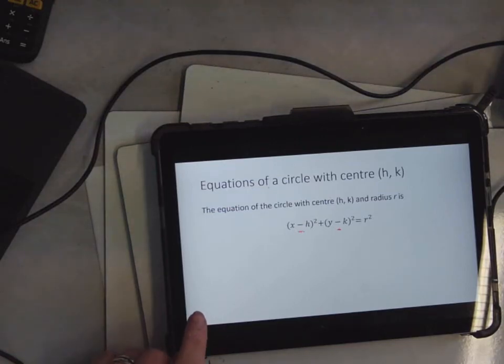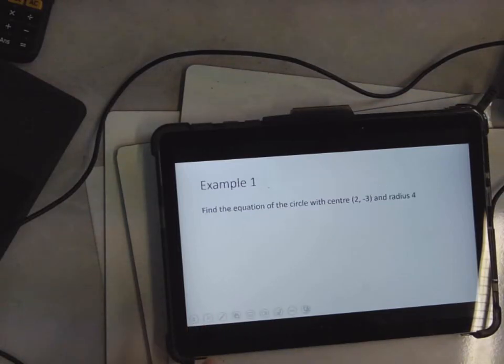Moving swiftly on? Not yet? Okay. So (h, k) is not just any random coordinate, it's the centre of the circle that they tell you in the question. So they'll either give you the centre and the radius and ask for the equation, or give you the equation and ask for the centre and the radius. Are we good now? Okay, that's a yes.